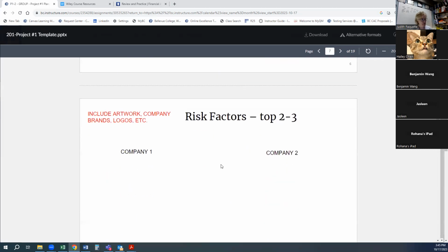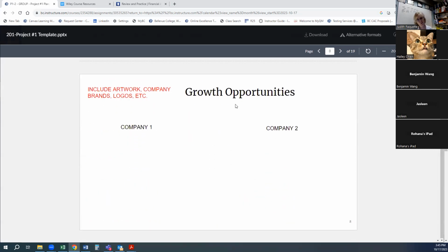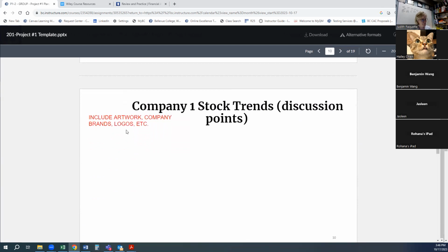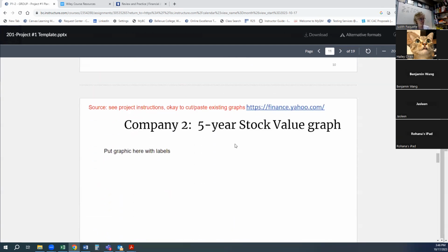And what are the strengths of your companies? What are the risk factors? Okay. And what are the growth opportunities? Is this company growing or is it kind of leveled off? And when we say growth, we talk about revenue. Okay. Then somebody's going to look at 5-year stock value and have a graph. And we have links to where you can find some of this data. You'll briefly make a couple of points on the stock trends. Is it favorable, unfavorable, neutral? Just like we just did.